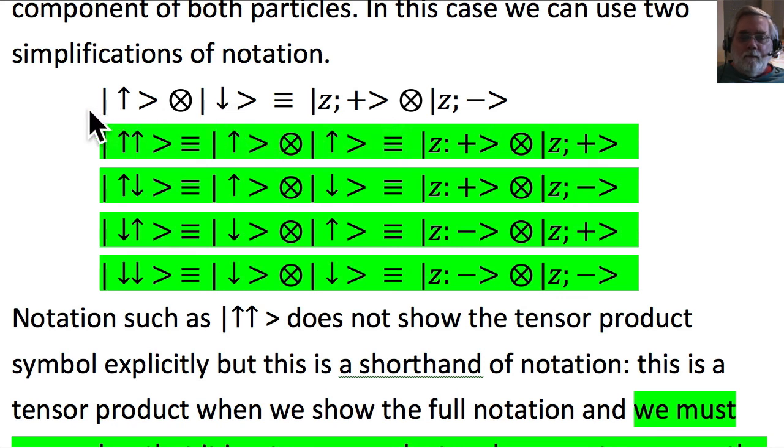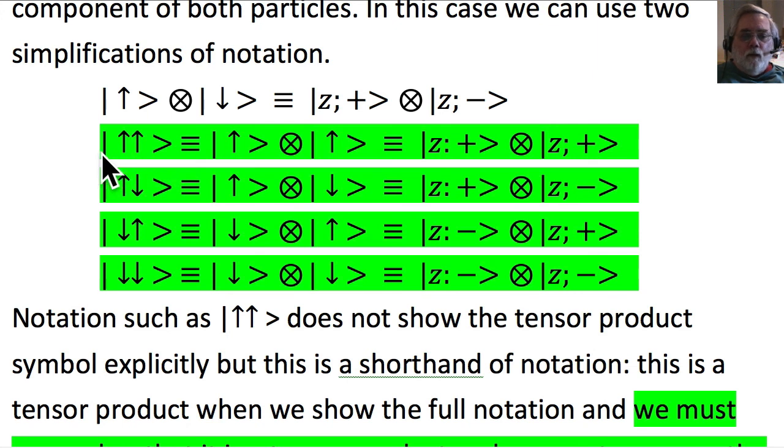So here we have a system of two spin 1/2 particles, and the system state is that particle 1 is in Z up, Z plus, and that's tensor product with particle 2 being in state Z down or Z minus. For two particles, we can also simplify this by putting both states in one ket. This is just a shorthand. It's always a shorthand for the tensor product.